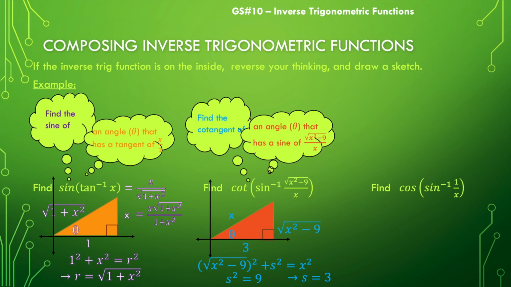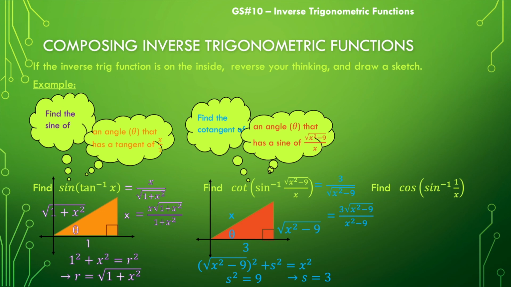So I'll go ahead and label and then write our cotangent. Remember, cotangent is adjacent over opposite, or 3 over the square root of x squared minus 9. And then we would rationalize that denominator. 3 times the square root of x squared minus 9 all over x squared minus 9.